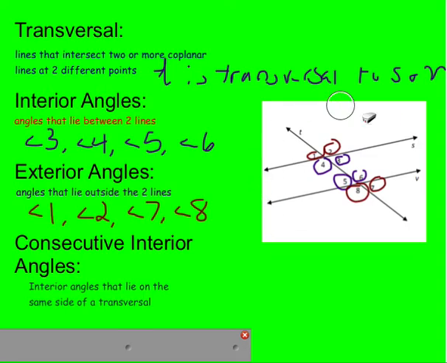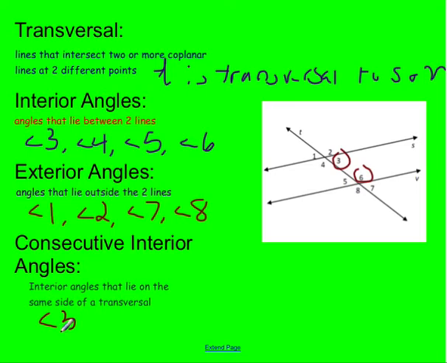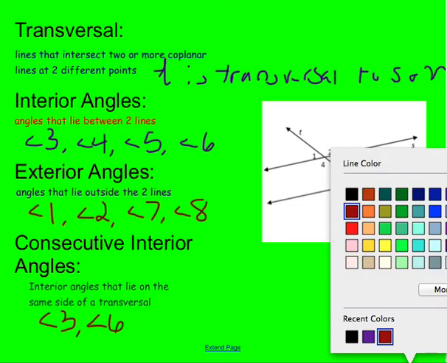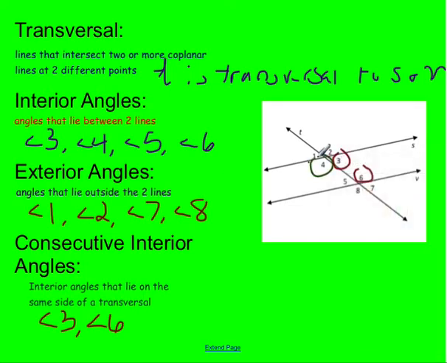Next one, consecutive interior angles. Consecutive interior angles are interior angles that lie on the same side of the transversal. What does that mean? Well, that's 3 and 6. Notice how 3 and 6 are both on the inside of the two parallel lines, and they're right next to each other. So we could say that angle 3 and angle 6 are a pair of consecutive interior angles. Likewise, angle 4 and angle 5 are also consecutive interior angles because they're on the inside and they're in line of those two parallel lines.